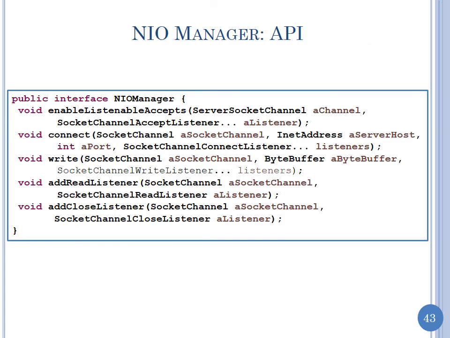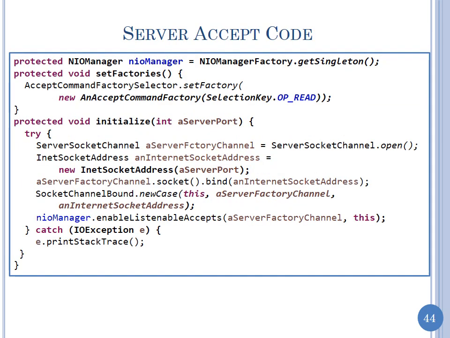And this is the NIO Manager API I described last time, and we're going to see how it works in more depth in this example. So let's look at the server. I told you there's an NIO manager. Is that a static class? Is that an instantiatable class? It's in fact an instantiatable class, and it's got a singleton object associated with it. That's gotten by a factory.